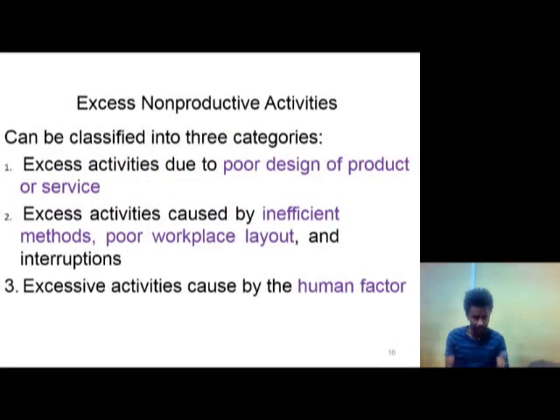The excess non-productive activities can be classified into three types. The first one is due to poor design of a product or a service. Excess activities may also be caused by an inefficient method of working, inefficient workplace layout, or some interruptions. And last but not least, excess activities are caused by human factors, by your workers, which create excess non-productive activity. So let me show you in a figure.